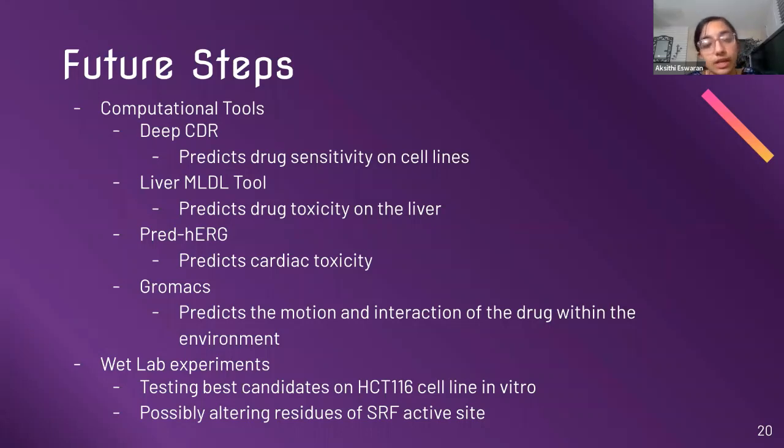And eventually, we'd also like to synthesize our top candidates and test them in the wet lab on HCT116 cell lines, and possibly look into altering the residues of the SRF active site that help it bind to DNA, and hopefully by altering those residues, inhibiting its binding to DNA.